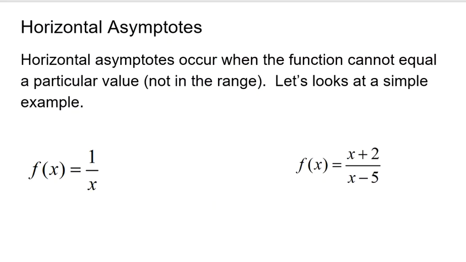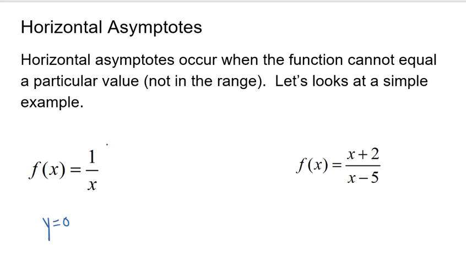All right, so let's talk about horizontal asymptotes. Horizontal asymptotes occur when the function cannot equal a particular value that's not in the range. Remember, horizontal asymptotes deal with the y value. They're y values that we just cannot be. So let's look at some of the simplest examples here. Now, this first one is going to have a horizontal asymptote at y equals 0. That's actually the x-axis.